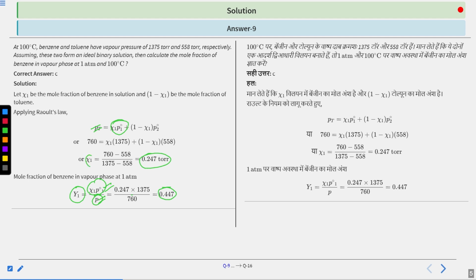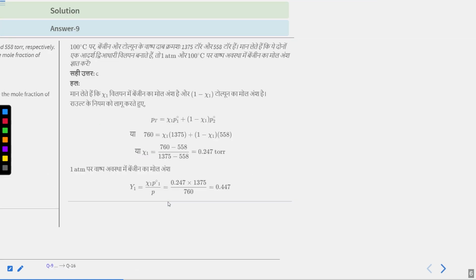Once you calculate chi1, you note the formula p1 equals y1 p total, and you are again putting p1 equals chi1 p1 naught. Okay, therefore y1 equals what? y1 equals chi1 p1 naught by p, where p is the total pressure. Therefore chi1 is already calculated, p1 naught is given 1375. We put all of this, we get it as 0.447. Clear? Moving on to the further question.